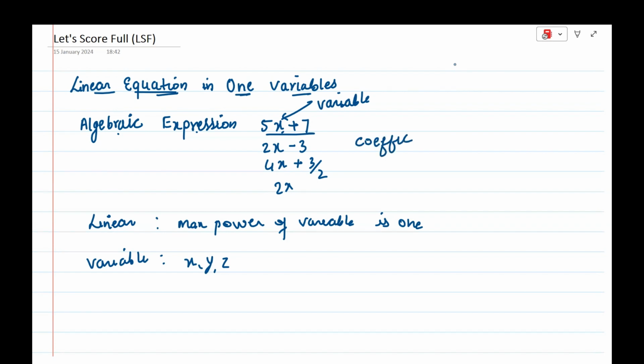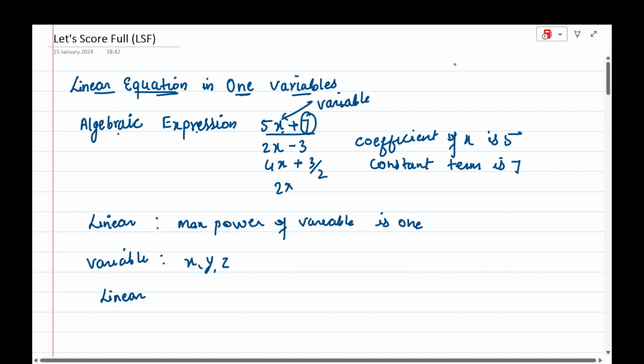So I'll say coefficient of x is 5. And the one which does not have any variable, like here it is 7. So 7 is known as constant term. Constant term is 7. So if I put equality sign in algebraic expression, then I will say it is linear equation. See here.